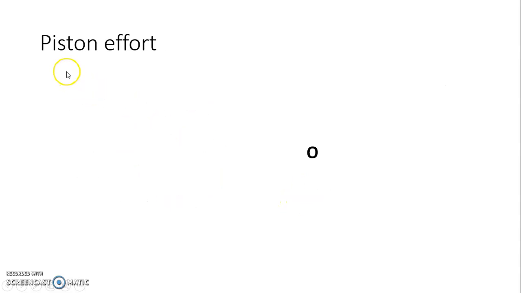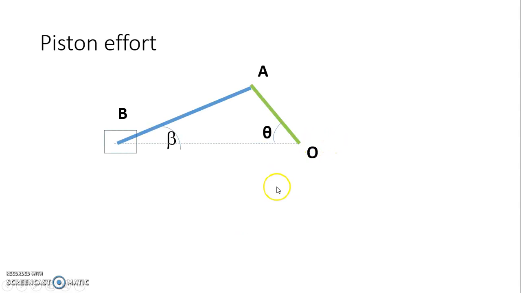Okay, so the first term is piston effort. Consider a slider crank. Crank is OA and AB is the connecting rod, and this rectangle is a slider. An external force F is acting on the slider rightwards. We have already done the static force analysis.